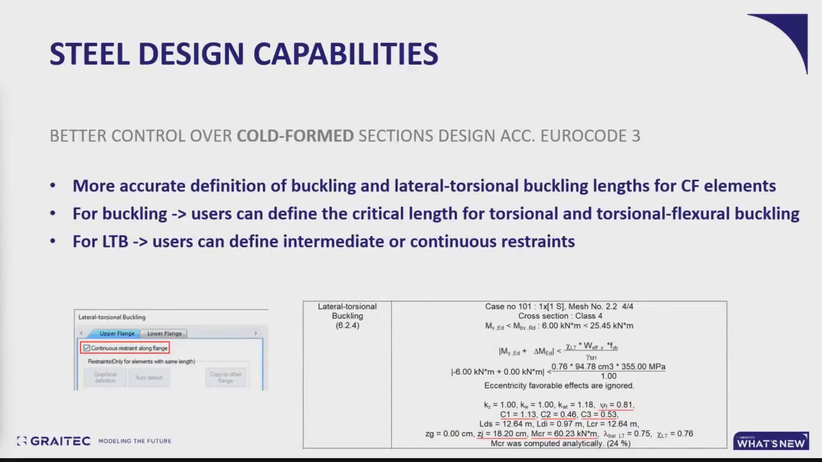We have more control over design calculations of cold-formed sections according to Eurocode now. In short, we've added additional options and possibilities for buckling and lateral torsional buckling. For buckling, we can define the critical length, and for lateral torsional buckling, we can define intermediate or even continuous restraints along the cold-formed members. There are also other options, and all that makes that we have more flexibility for designing the cold-formed sections.